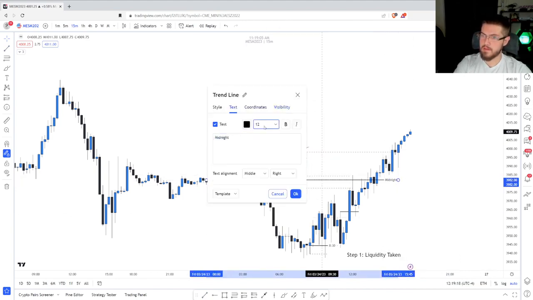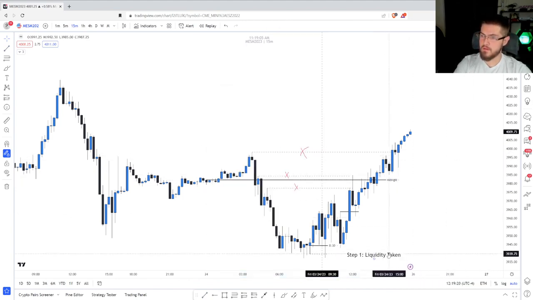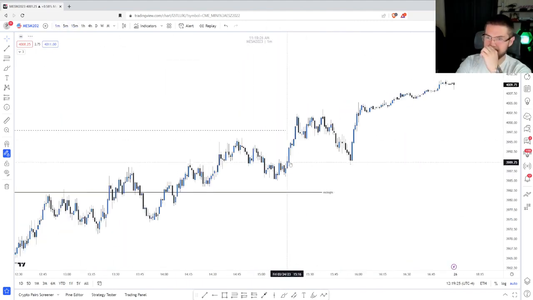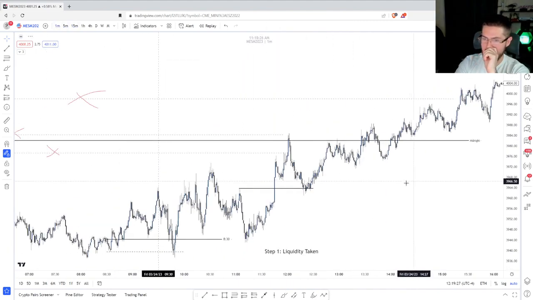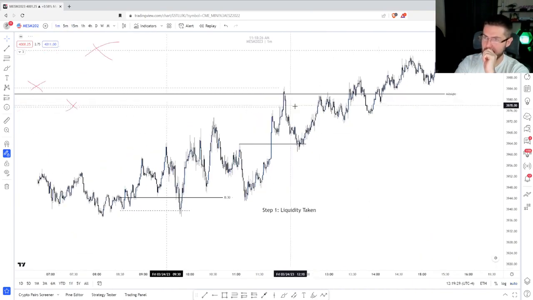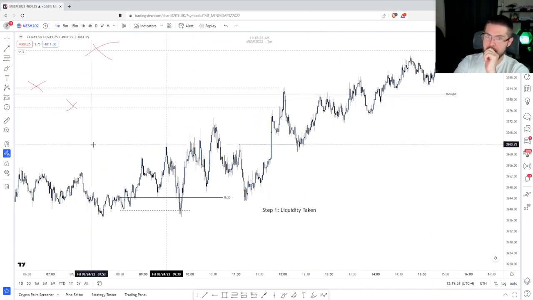I want to make the text smaller. I think that looks cleaner. Anyways, if we're right, we can target the midnight open or liquidity near it.